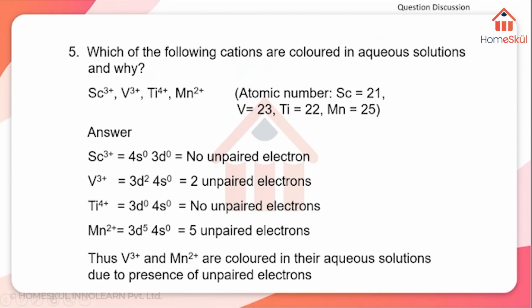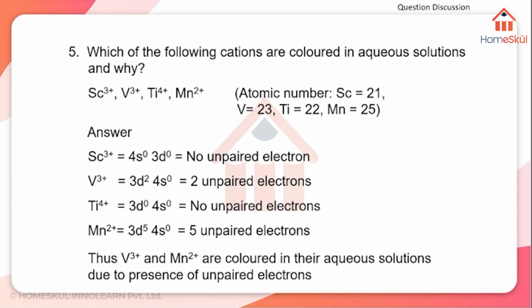Which of the following cations are colored in aqueous solutions and why? In the previous question, we have seen that if there are unpaired electrons in the d orbital, that metal will have colored nature, right? It is because of d-d transition. According to crystal field theory, which we have studied in our coordination compound lesson, so recall that topic here.